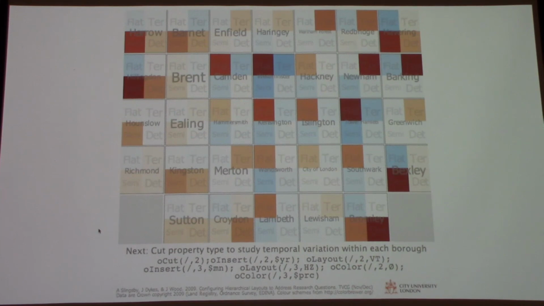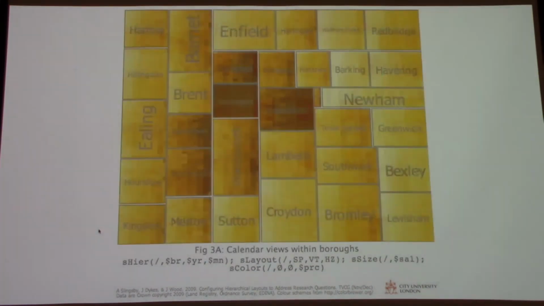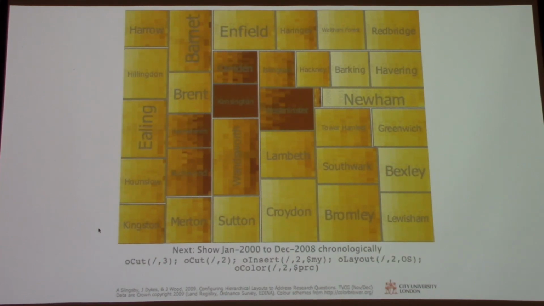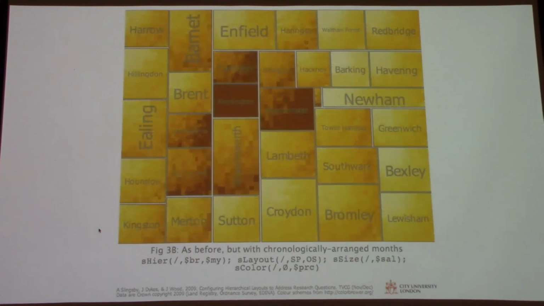We will now remove property type from the hierarchy. These calendar boroughs show sales and average price by month within each year. As such, monthly trends by year are emphasised. To investigate the trend over the whole period, we will order all 108 months chronologically from January 2000 in the top left to December 2008 in the bottom right. This shows a rise in average prices over the period and a fall at the end.